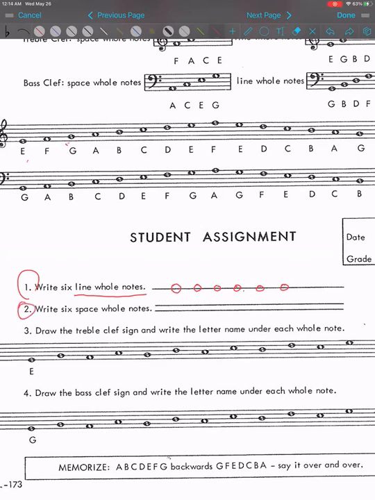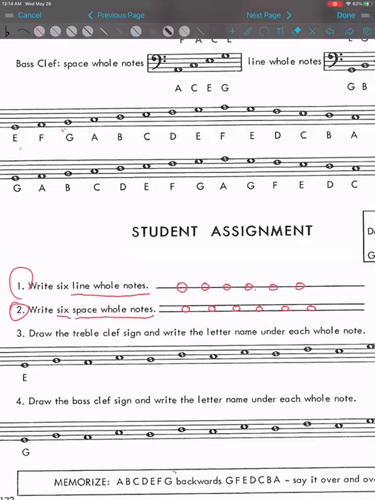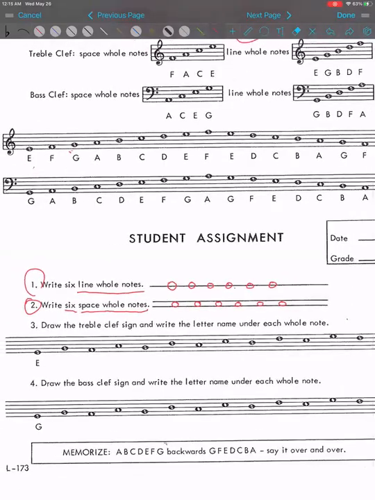Number 2, write 6 space whole notes. So you're going to try to squeeze into the space of 2 lines. Number 3, draw the treble clef sign and write the letter name under each whole note.